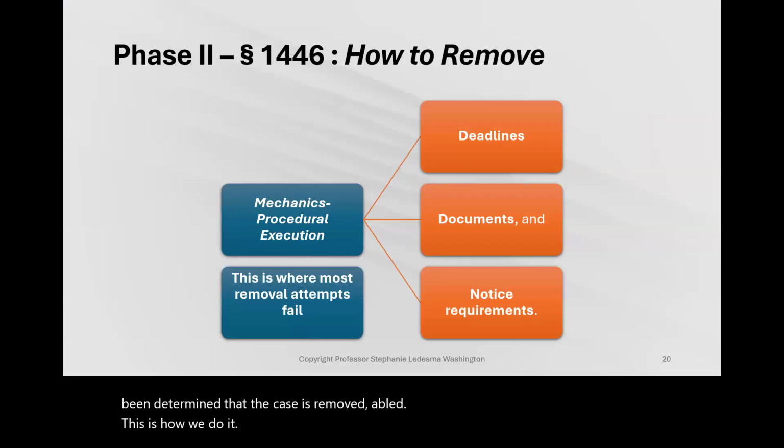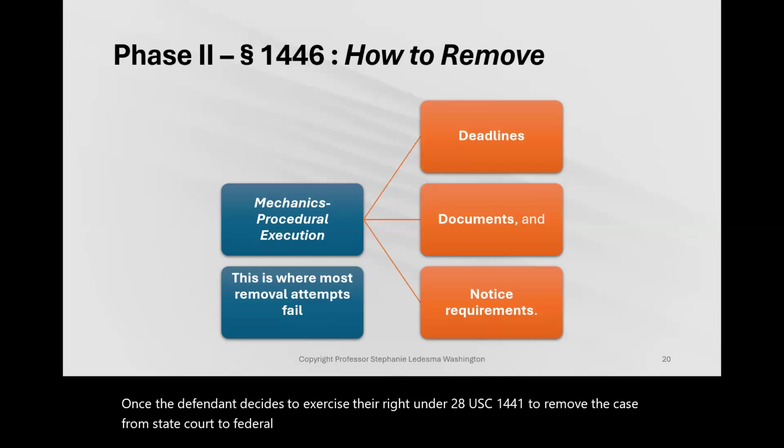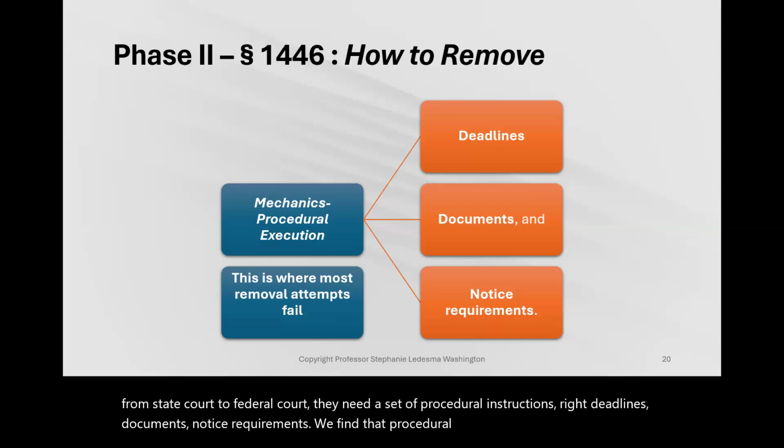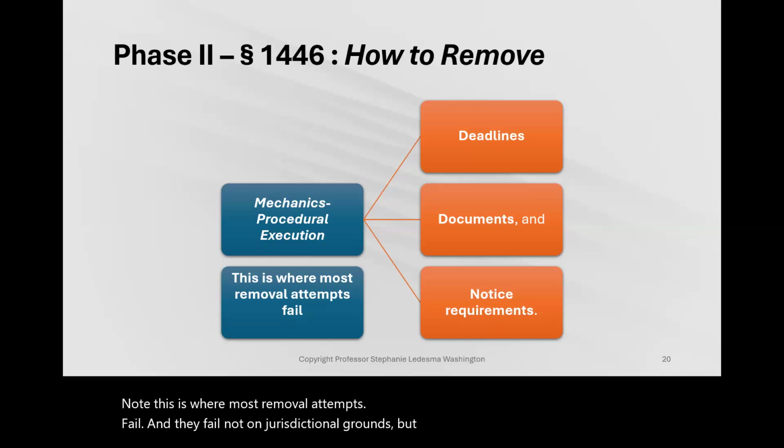Once a defendant decides to exercise their right under 28 U.S.C. 1441 to remove the case from state court to federal court, they need a set of procedural instructions, right? Deadlines, documents, notice requirements. We find that procedural instruction in 28 U.S.C. 1446. Note, this is where most removal attempts fail. And they fail not on jurisdictional grounds, but they fail on procedural missteps.